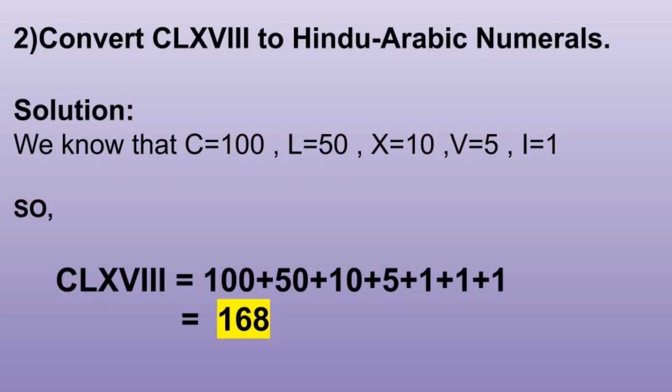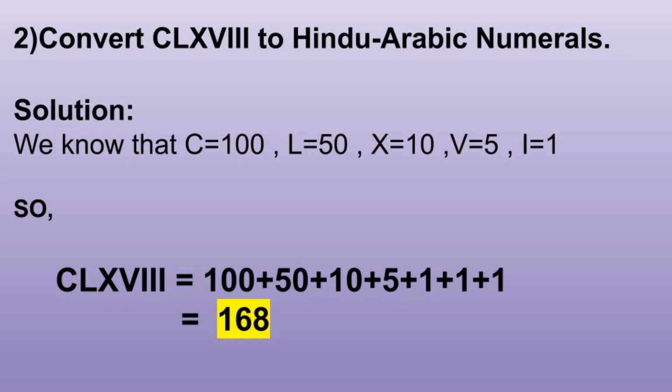Example 2. Convert CLXVIII to Hindu-Arabic numerals. That means we have to convert Roman numerals to numbers. Hindu-Arabic numerals is nothing but a number. Let's see the solution. We know that C equals 100, L equals 50, X equals 10, V equals 5, I equals 1. Here, C is the larger numeral, all other numerals are smaller than C.